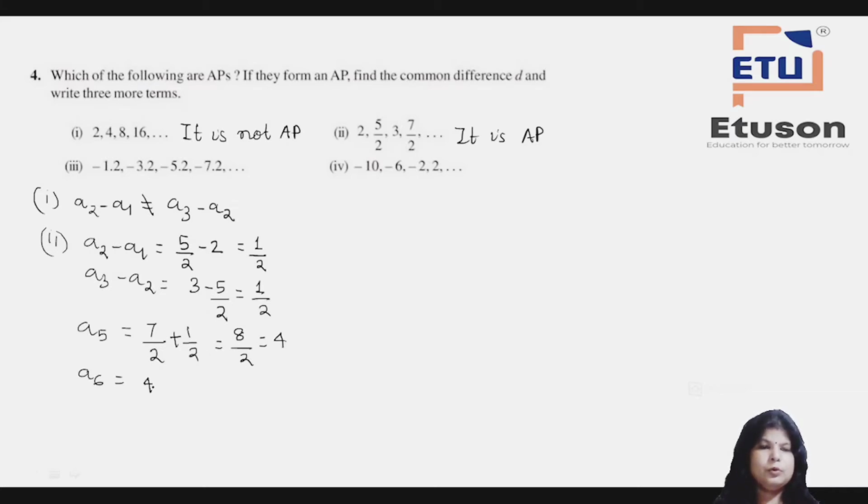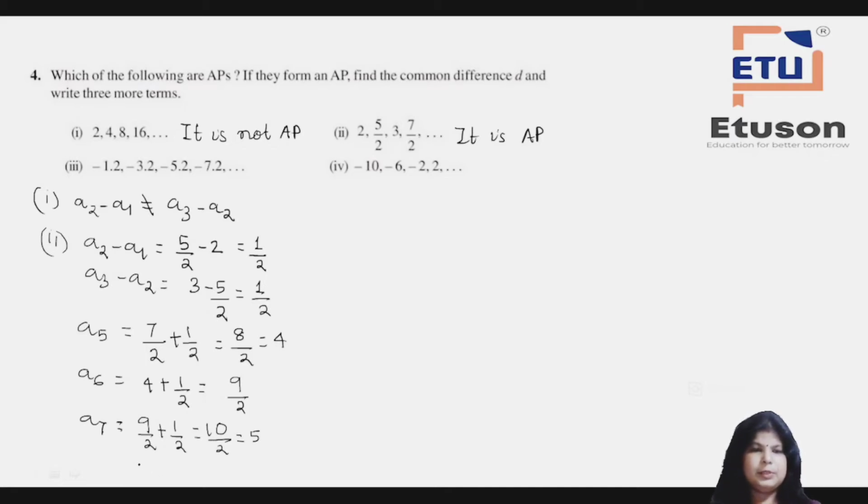A6 will be equal to 4 plus 1 by 2, which is equal to how much? It is equal to 9 divided by 2. What about A7? A7 will be equal to 9 by 2 plus 1 by 2. So that becomes 10 by 2 and your answer is 5. So what are the subsequent 3 terms? Let me write down here, next 3 terms, that is 4, 9 by 2 and 5. Correct? Now let us go to bit 3.